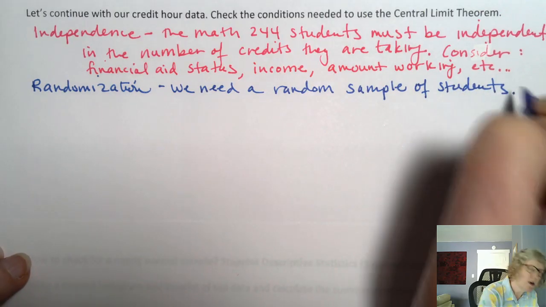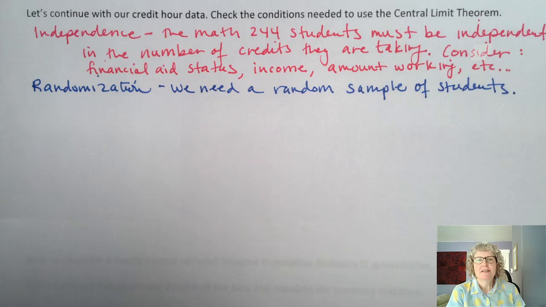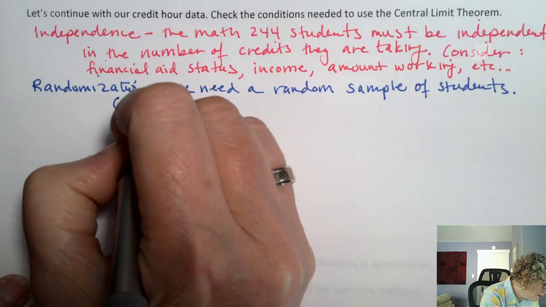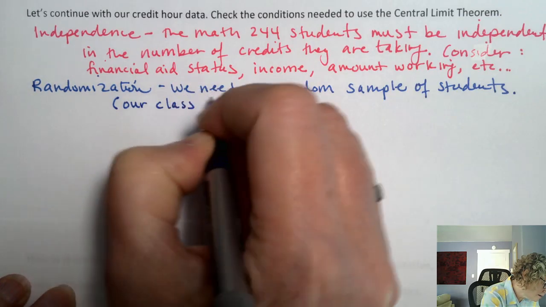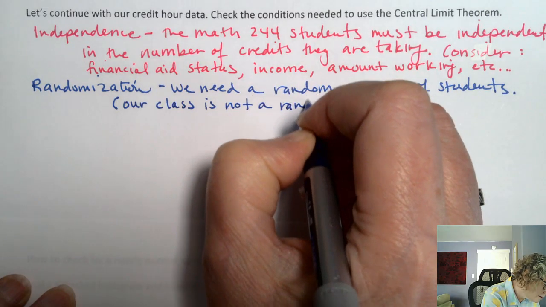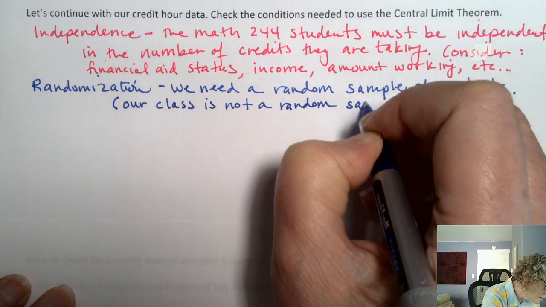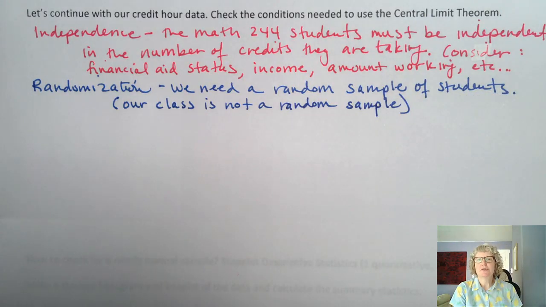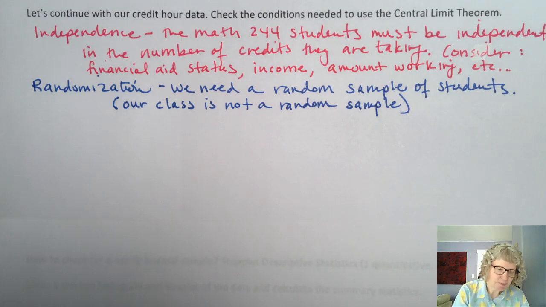Okay, so when we do our class survey, this is not going to be a random sample, right? It's a convenience sample, so I'm just going to make a note of that. Our class is not a random sample, but we are going to do this with our class data because it just helps make it more concrete when you're connected to the data.